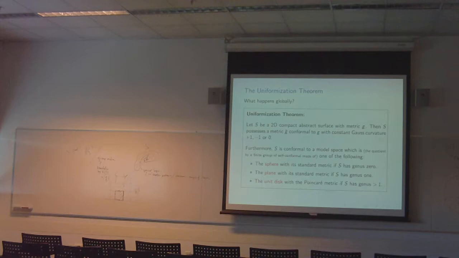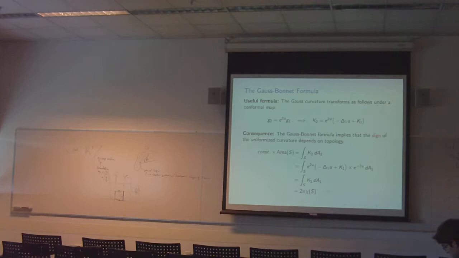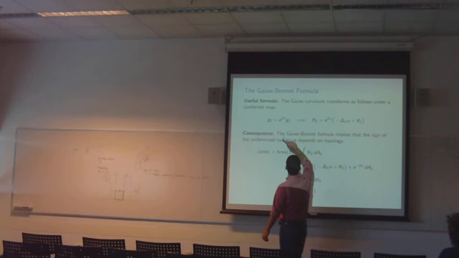Okay, so that's the uniformization thing. Any more questions? So how do you tell what is the correct target for the uniformization theorem? Well, the Gauss-Bonnet formula provides that connection, right? So it starts here. It's a nice formula for the Gauss curvatures. Here's the theorem, or here's the lemma, let's say.